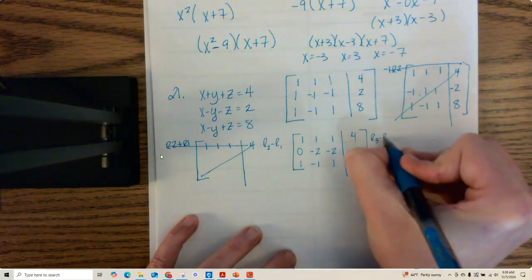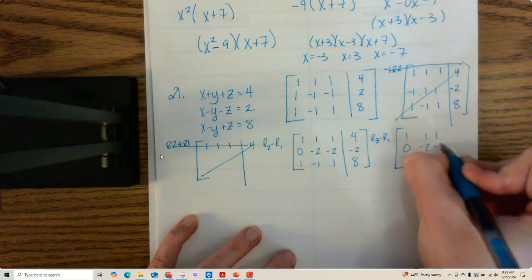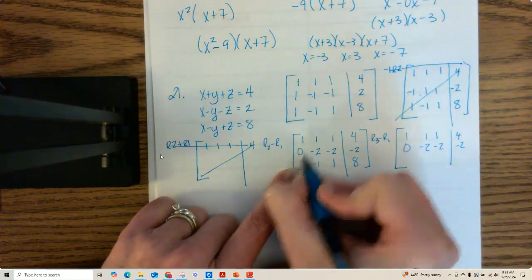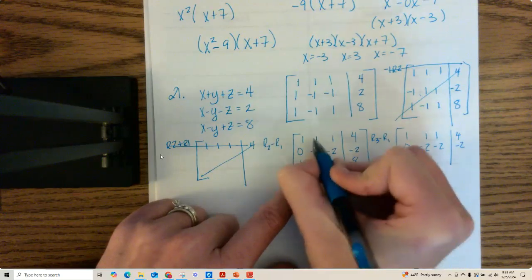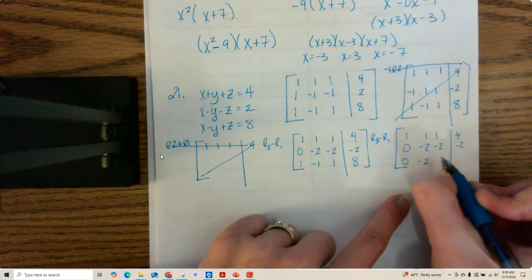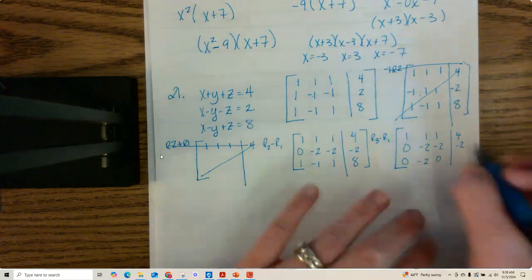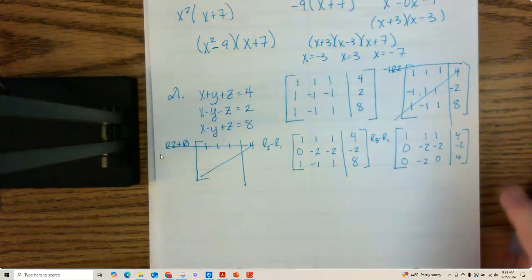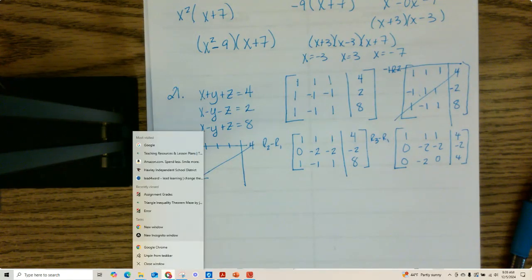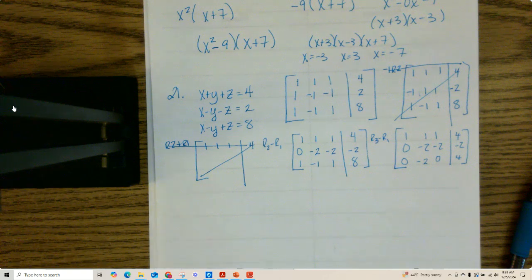Then they did row 3 minus row 1. So row 1 stays the same, row 2 stays the same, row 3. So 1 minus 1 is 0, negative 1 minus 1 is a negative 2, 1 minus 1 is a 0. See, that doesn't make any sense. 8 minus 4 is a 4. Why would they get that 0 there? Okay.